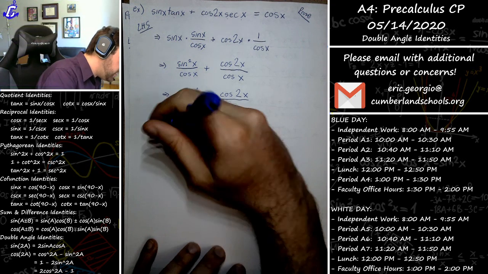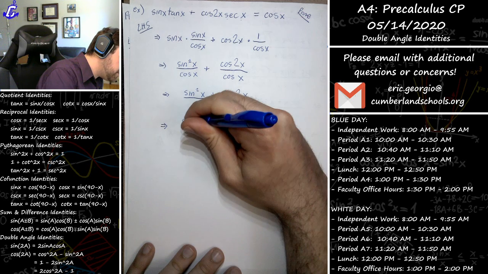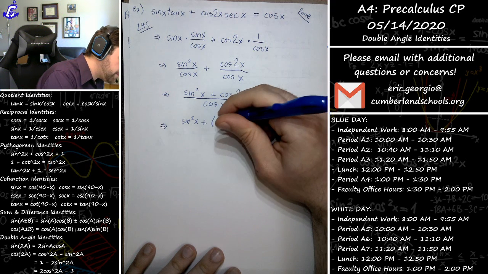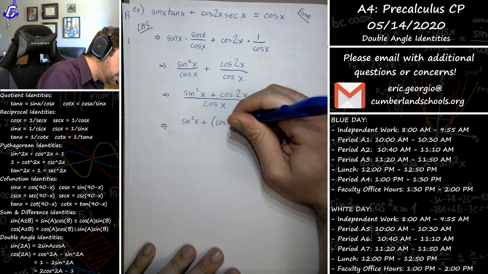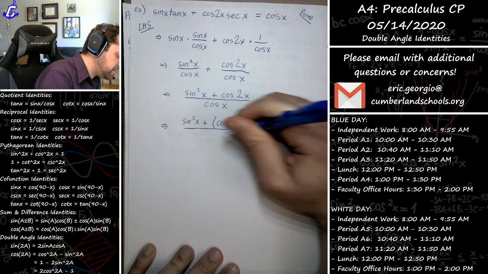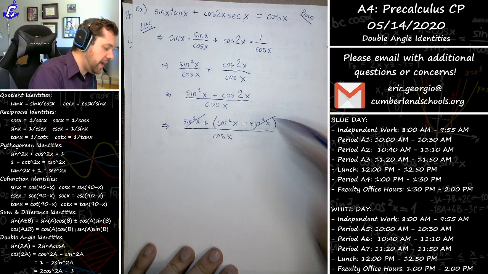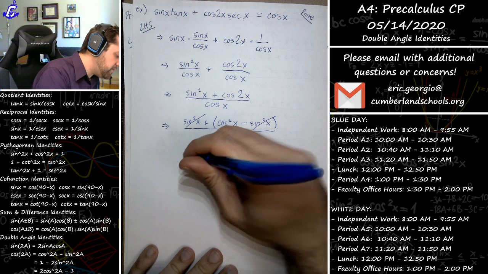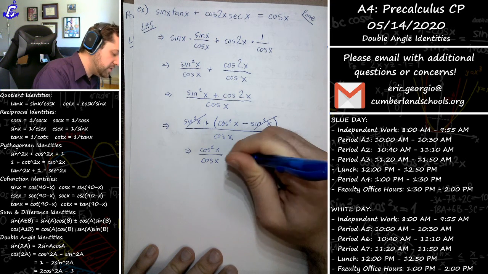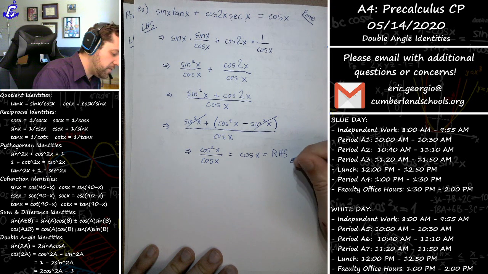So notice, I would say, let's do that. This is sine squared of x plus, we'll replace this with cosine squared of x minus sine squared of x. That's our identity for cosine of 2x over cosine of x. As I just indicated to you, sine squared of x minus sine squared of x goes away. You're left with cosine squared of x over the cosine of x, which is just cosine of x. It's now equal to your right-hand side, and so therefore we are donezo.